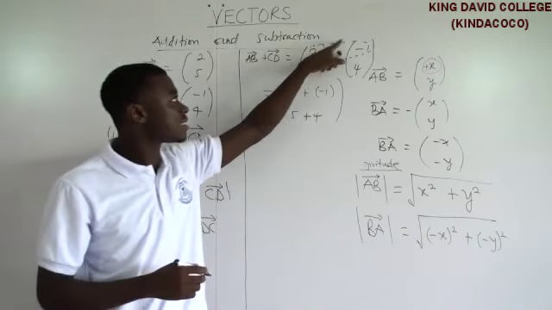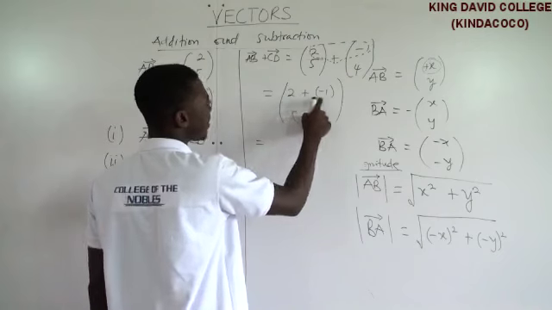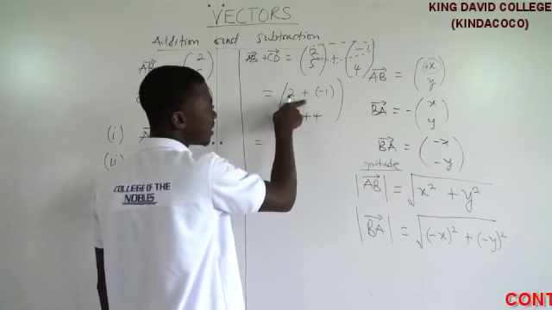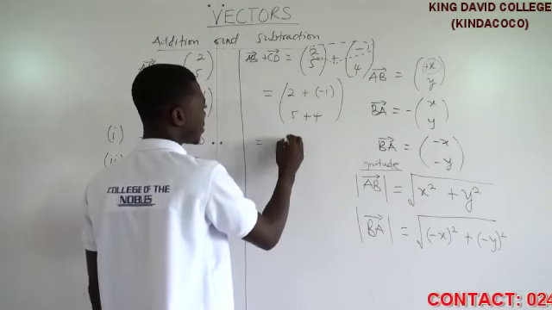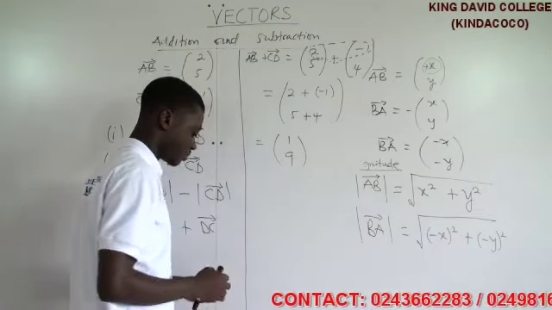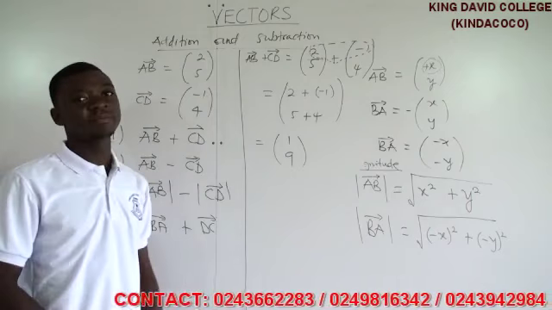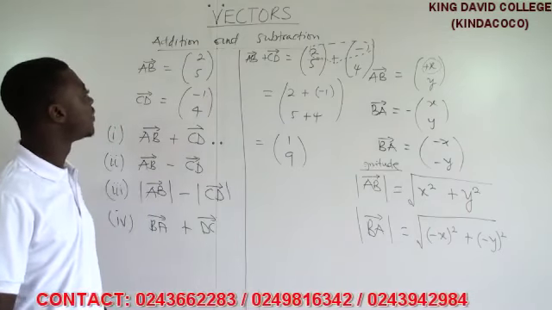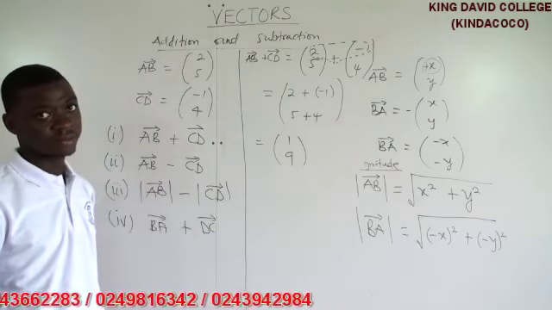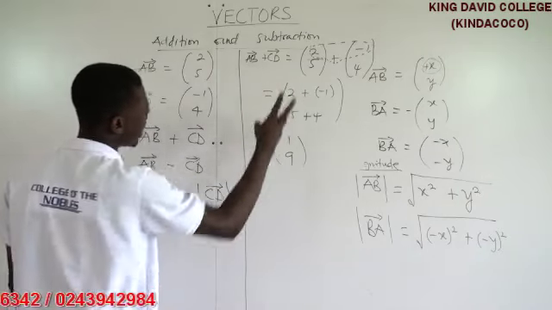So the x's will be together. Then 2 plus a negative is going to be minus. The positive and negative is negative. So 2 minus 1 is 1. Then this here is 9. So we are having 1 and 9. That's it. The summation of these two vectors AB and CD is simply (1, 9). So you just have to do it this way.